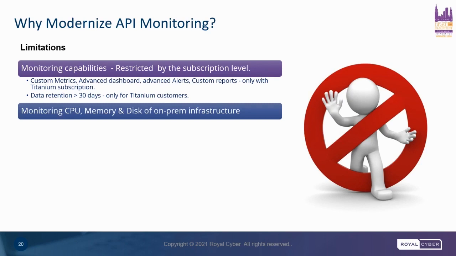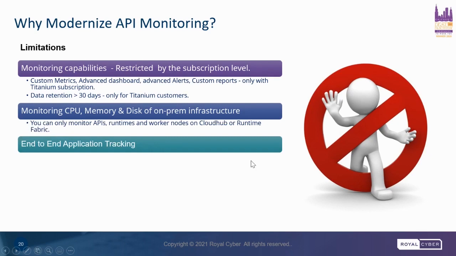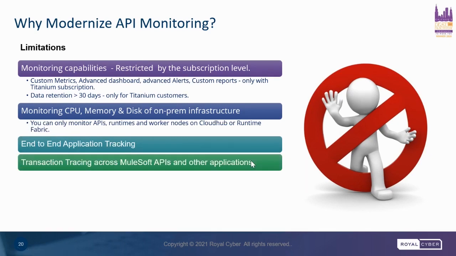So monitoring CPU, RAM, hard disk capacity of your on-prem infrastructure, running your on-prem assets deployed using hybrid model is also not possible. You can monitor APIs, runtimes, and worker nodes on CloudHub or a runtime fabric. You cannot do end-to-end application tracking as well. Transaction stitching across MuleSoft APIs and other applications is not possible. See, on an average, a single business transaction crosses about 35 different services. As a result, being able to trace and pinpoint bottlenecks and quickly check for errors across every service is a monitoring must-have.